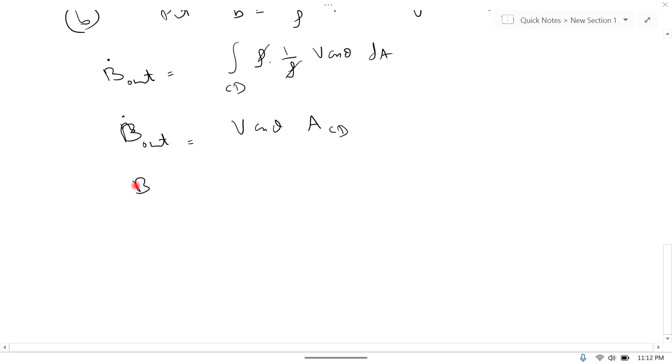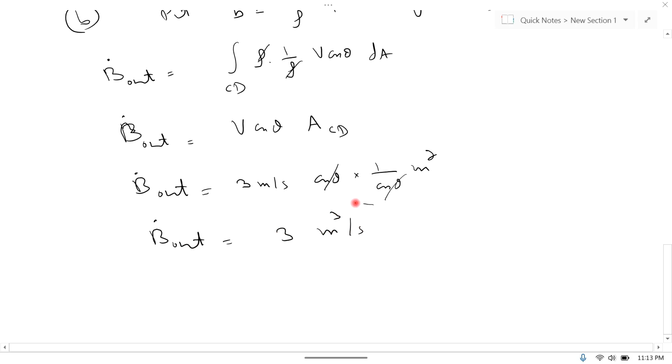So b dot out is equal to V, given as 3 meter per second, times cos theta, and A CD, already calculated, is equal to 1 over cos theta square meter. So this cos theta will be cancelled, and b dot out is equal to 3 meter cube per second. So this is the solution of part B.